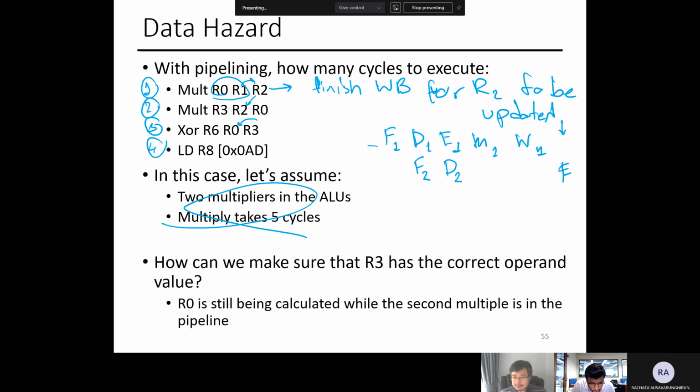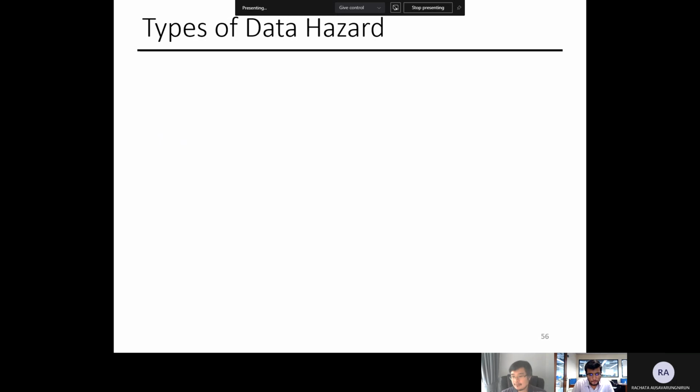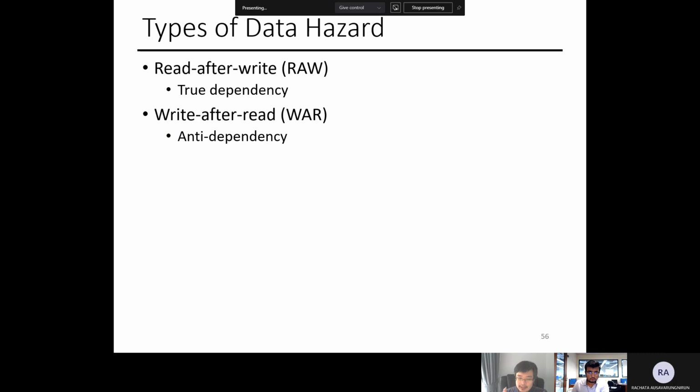So how can we make sure that R3 has the correct operand or the operand value? But before that, let's go into the types of data hazard, right? So you can have read after write, or true dependency. And when we talk about the new technique called out of order processor, then you will have write after read and write after write, right?